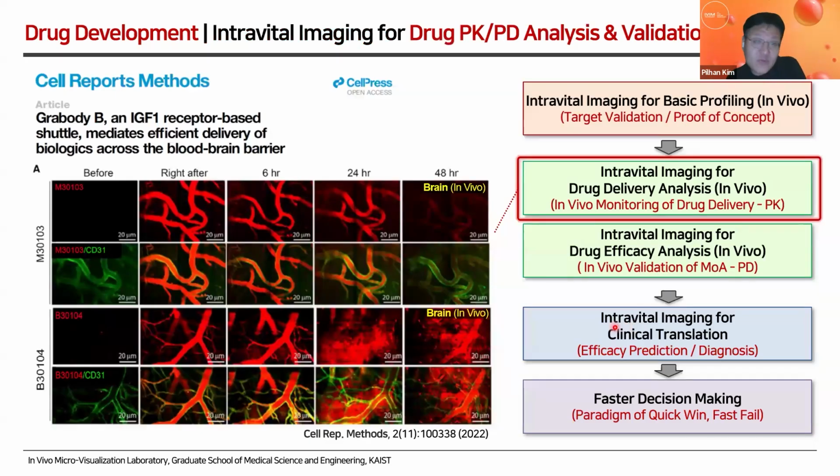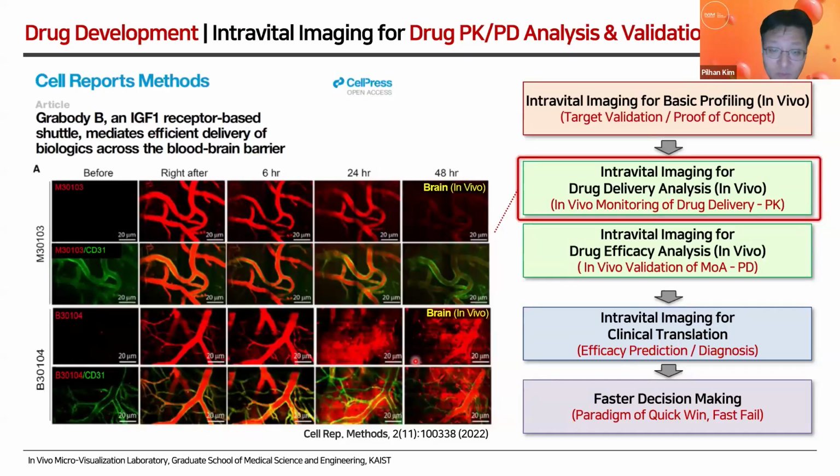Okay, and using the cranial imaging window, we can also do PK analysis. This red color is actually antibody drugs. The upper panel is control antibody drugs, and the lower panel is modified, engineered antibody drugs to penetrate the BBB more efficiently. This is right after 6 hours, 24 hours, and 48 hours. As you can clearly see, this engineered antibody can more efficiently penetrate the BBB and go into the brain, right? Like this one.